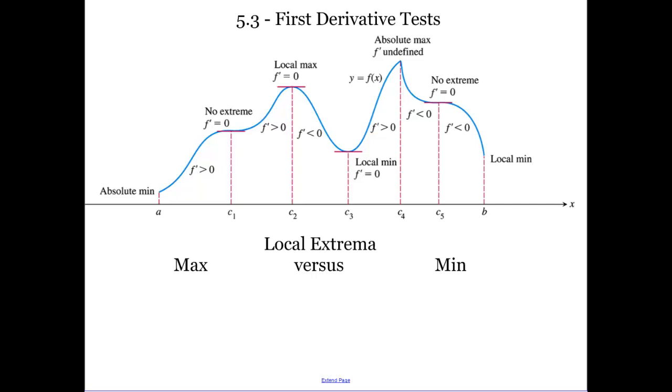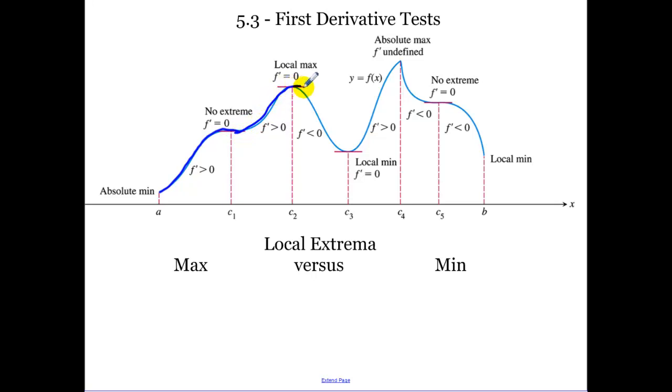Today we're going to be talking about the first derivative test. And let's look at this graph. I have a minimum down here and I'm increasing. My first derivative is positive. First derivative is 0, but I have no extrema because I keep increasing.